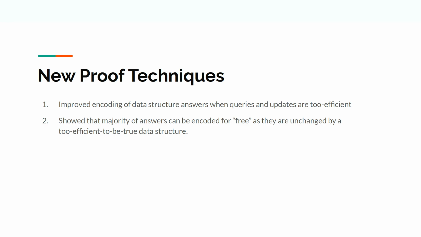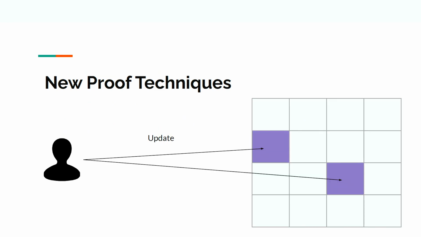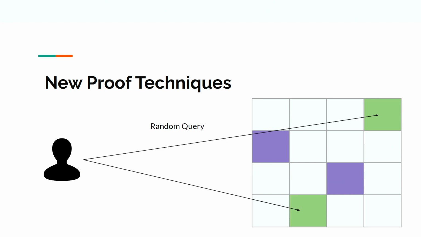At a very high level, it's not a very complicated concept. Take a data structure that's too efficient to be true. Maybe it only updates 2 cells on updates, so for any update, it updates 2 cells. Now let's say you pick a random query and see which cells it probes. Let's say it probes these cells. Well, if the data structure is too efficient to be true, these cells probably won't overlap.